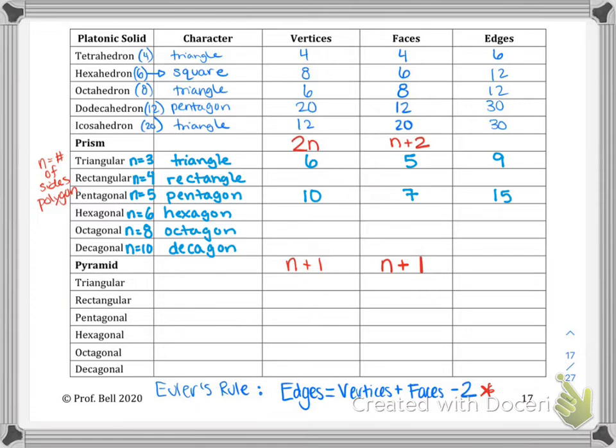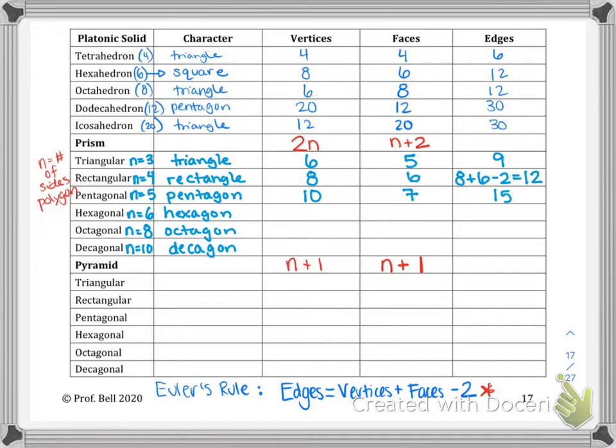So for example, we'll go in order this time. On a rectangle, the number of vertices would be 2n. So that would be 8 vertices. And the number of faces would be n plus 2. So that would be 4 plus 2, or 6. To find the number of edges, we would add the number of vertices and the number of faces and subtract 2. So we would get 12 edges.